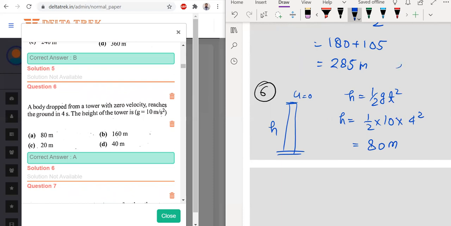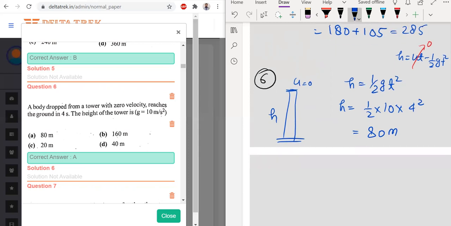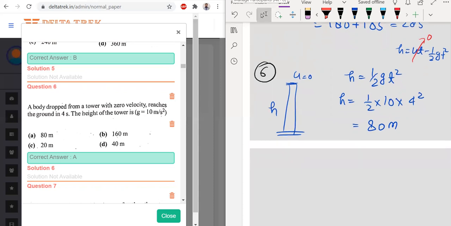What is happening? I am using actually h is equal to u t minus half g t square, but like I already told that u t will be 0 because it is dropped. Okay, so like that you can just solve it. It will be u t 0 होगा minus half g t square, and minus says that the motion is towards downward direction.